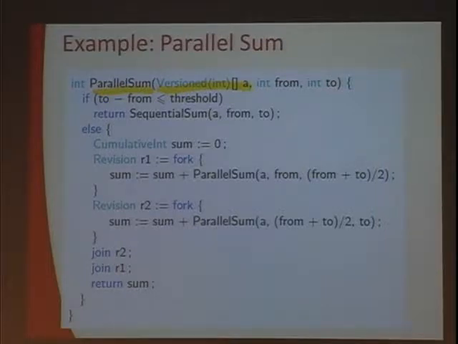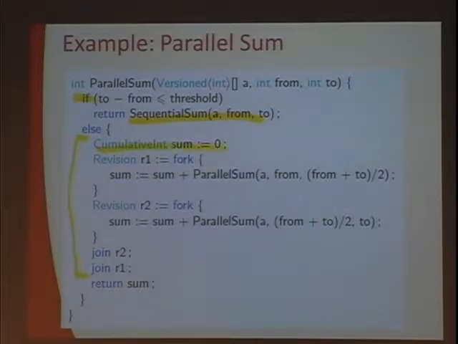This is essentially a special data type that we use in concurrent revisions to represent data that is going to have multiple versions as we fork new tasks. So we're declaring that we have this versioned array and that we want to sum a range of integers. The body of the code is very classic. If we're below some threshold, then we just do a sequential sum of the members of the array. There's no parallelism.